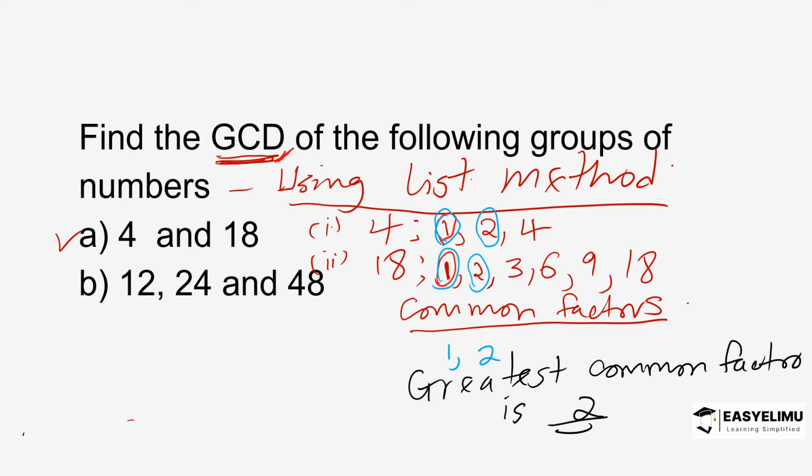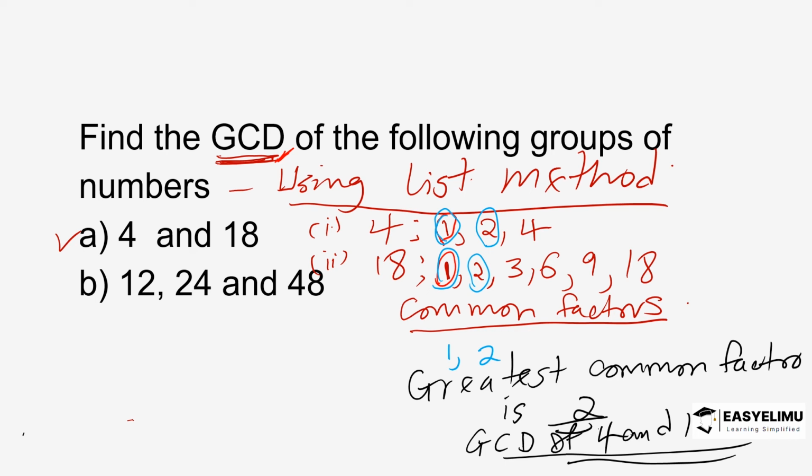So this is called the listing method, where you simply list the factors, then you check the factors that are common, and then you pick the greatest among them. So this is GCD. So you say GCD of 4 and 18 is 2. So you simply list the factors, and then you highlight the common factors, and then you pick the greatest among the common factors that you've listed.